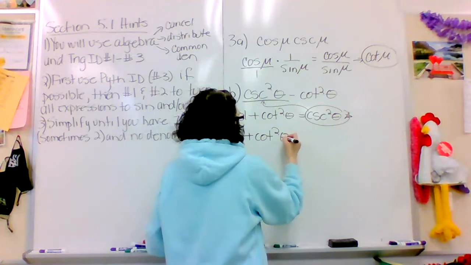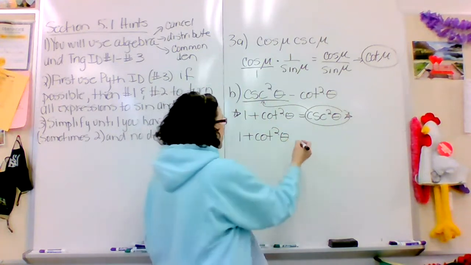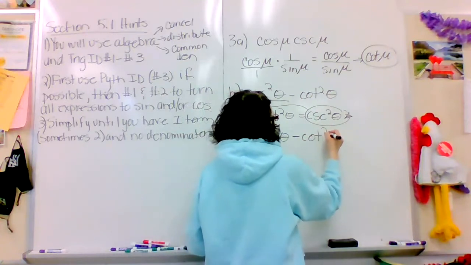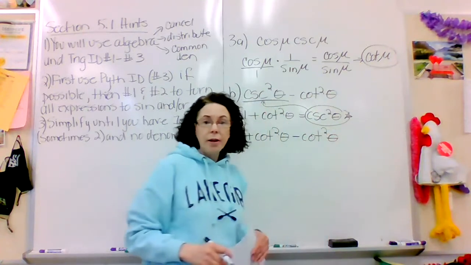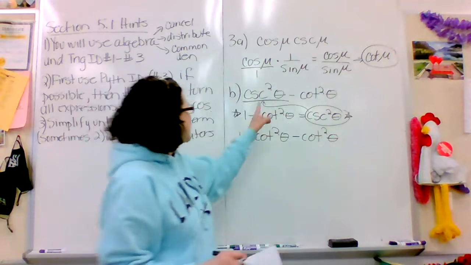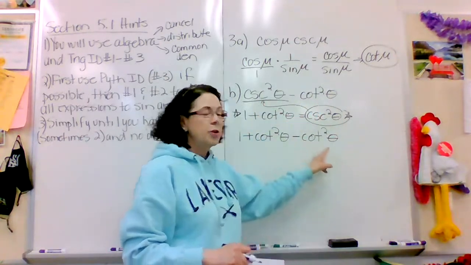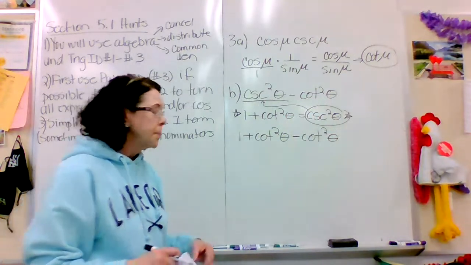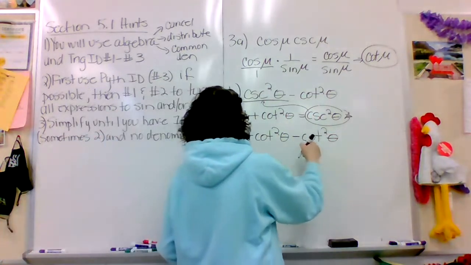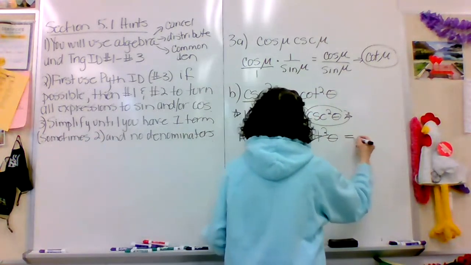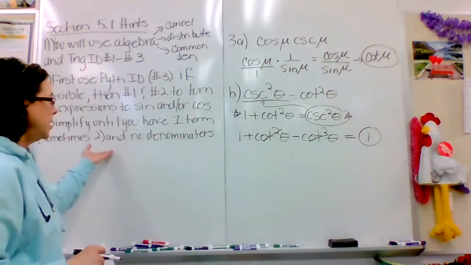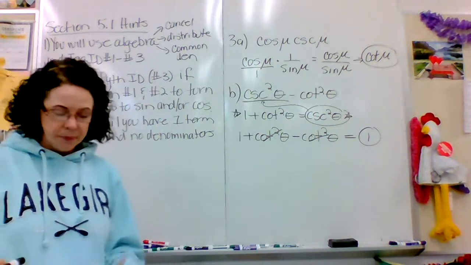Why am I going to do that? Because it's more simplified. Now I only have one trig function instead of two. Take a look here. Now I can do algebra. A positive cotangent squared minus cotangent squared is 1. I am done. I have one term and no denominators.